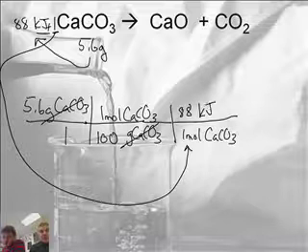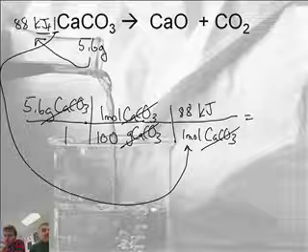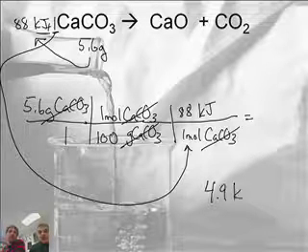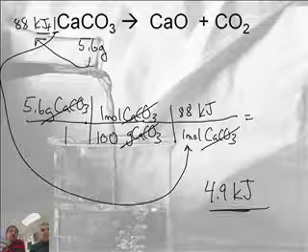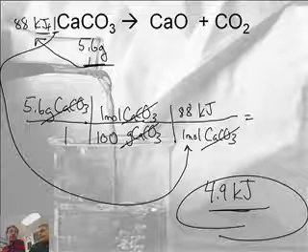It's actually kind of shorter than some of the stoichiometry we've done before. And folks, that's the answer. Yeah, we get 5.6 divided by 100, and you get what? 4.9 kilojoules. So if I had 5.6 grams of calcium carbonate, it would absorb 4.9 kilojoules. Not too tough, is it?